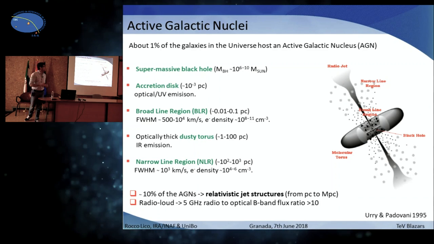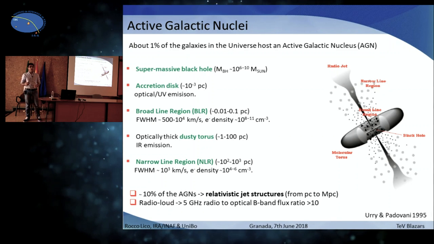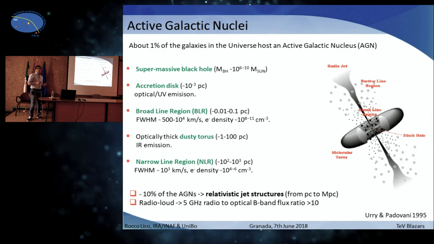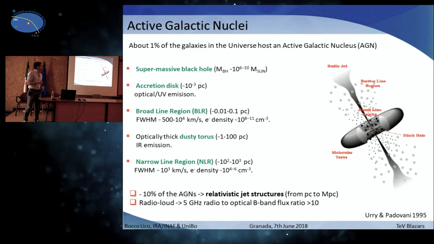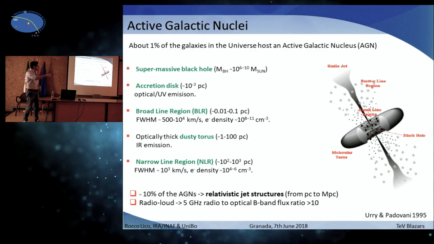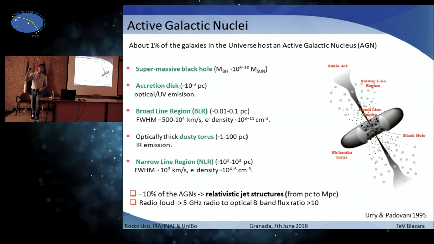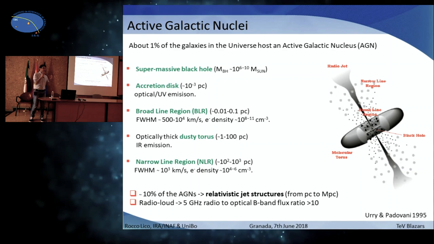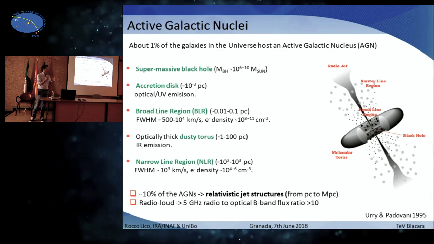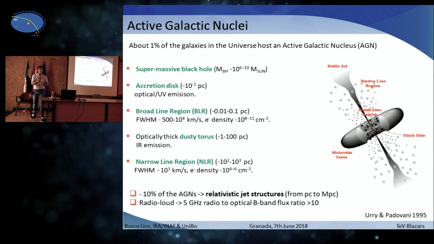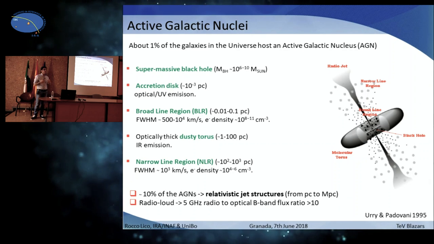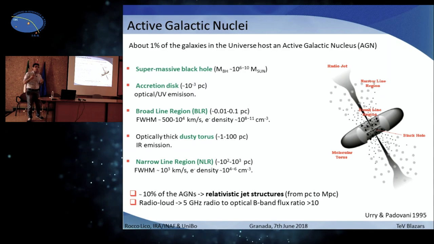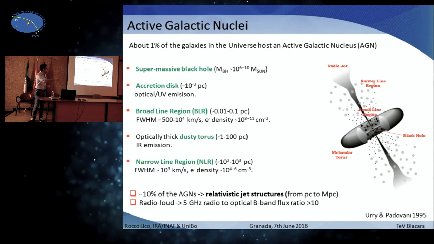The first one is the presence of a supermassive black hole acting as a central engine. When I say supermassive, I mean a black hole with a mass higher than 10^6 solar masses, up to 10^10, 10^11 solar masses, which acts as a central engine and accretes the matter around it in an accretion disk, which is mainly responsible for the optical and UV emission that we observe in spectra of AGNs here in the central regions.